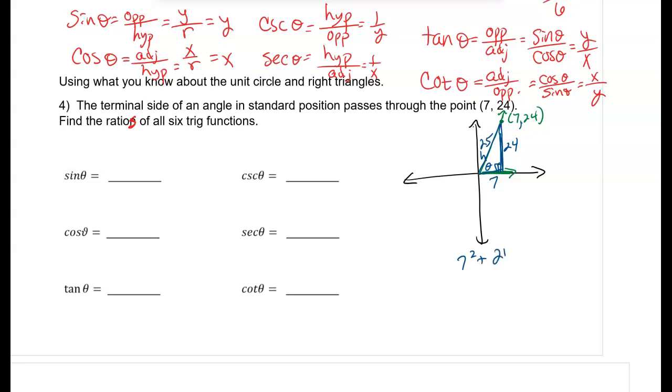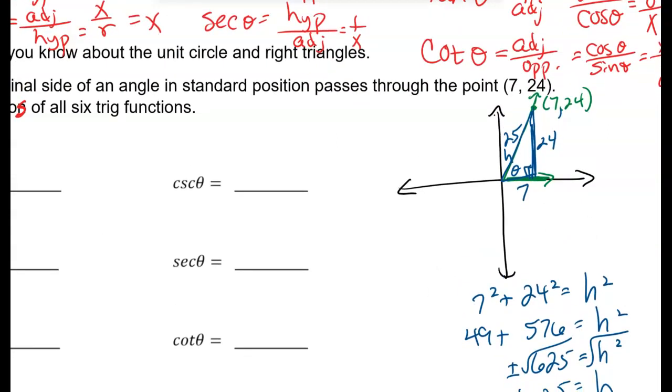7 squared plus 24 squared equals hypotenuse squared. So 49 plus 576 equals hypotenuse squared. 49 plus 576 is 625. And then when I take the square root of it, you have to keep your plus or minus. That's plus or minus 25 is equal to hypotenuse. But the cool thing with right triangles in the coordinate plane, your hypotenuse is always positive. The negatives go with your legs. Okay, so they always go with your sine or cosine. So in that case, it's going to be 25.